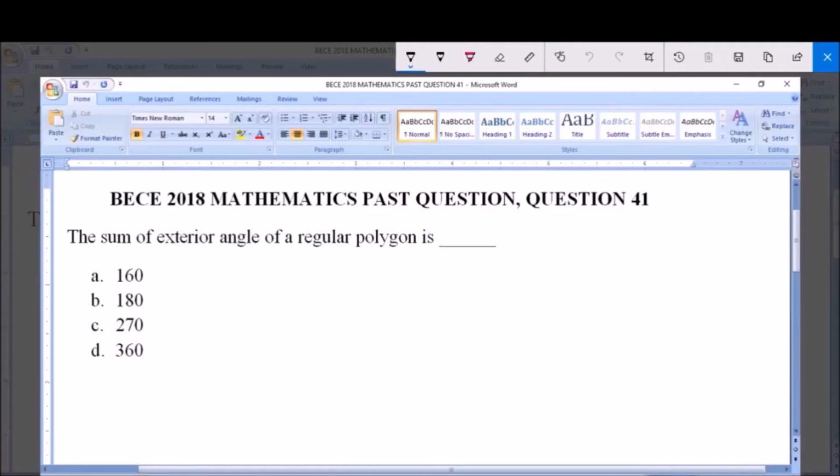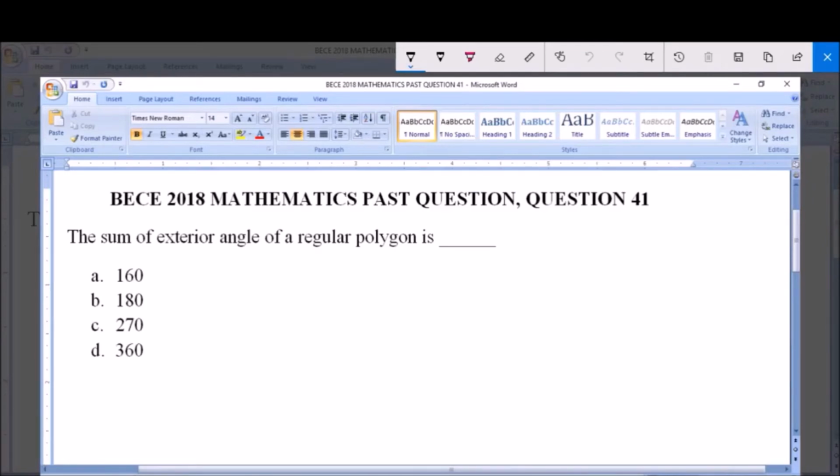Today we're going to be dealing with BECE 2018 Mathematics Past Question, question 41. The sum of exterior angles of a regular polygon is dash. A, 160; B, 180; C, 270; and D, 360. The sum of exterior angles of a regular polygon.